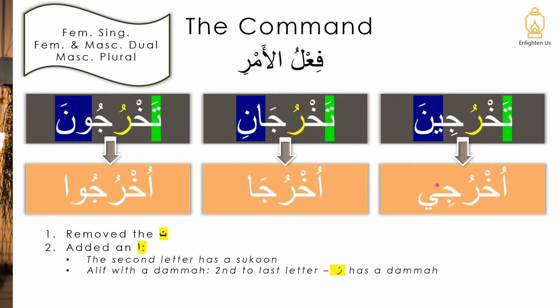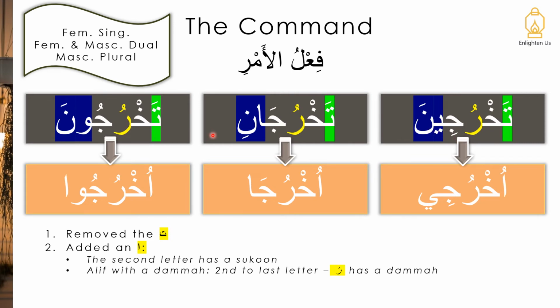Now, of course, you might be looking at this and wondering, well, no, the second to last letter in this word is the ya. The second to last letter here is the alif. The second to last letter is the waw. Well, this is what I meant when I said that we're focusing on the root letters only. Our root letters here are kha, ra, and jim. If you remember, yakhruju was our present tense, and the past tense would be kharaja, so the kha, the ra, and the jim. That would be our roots.